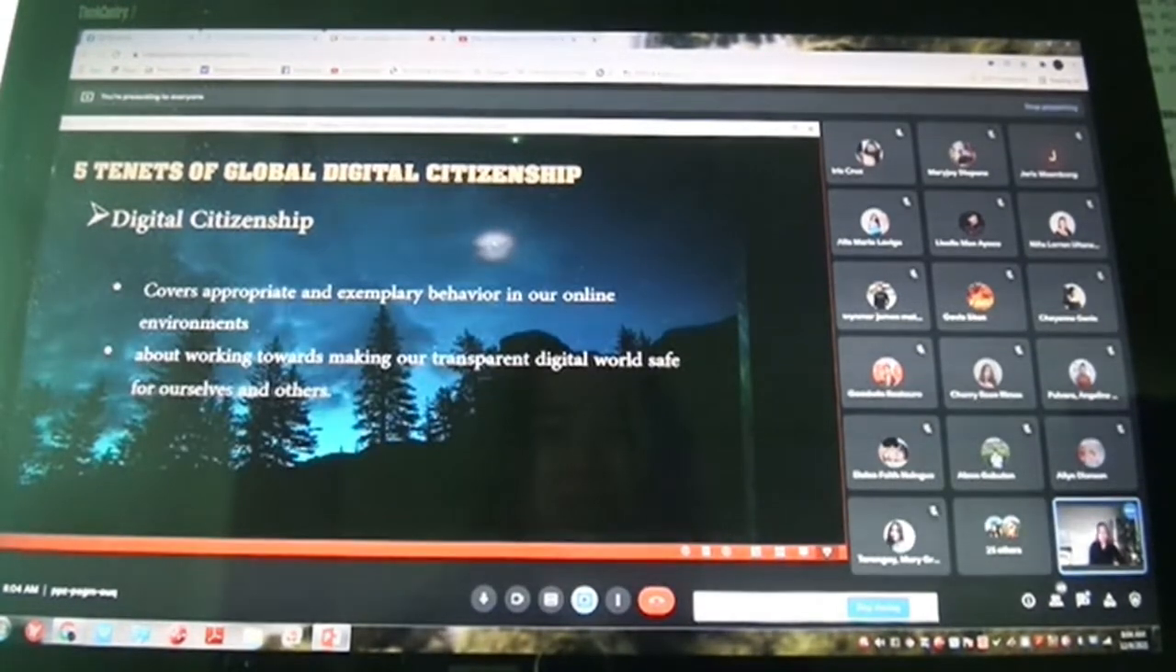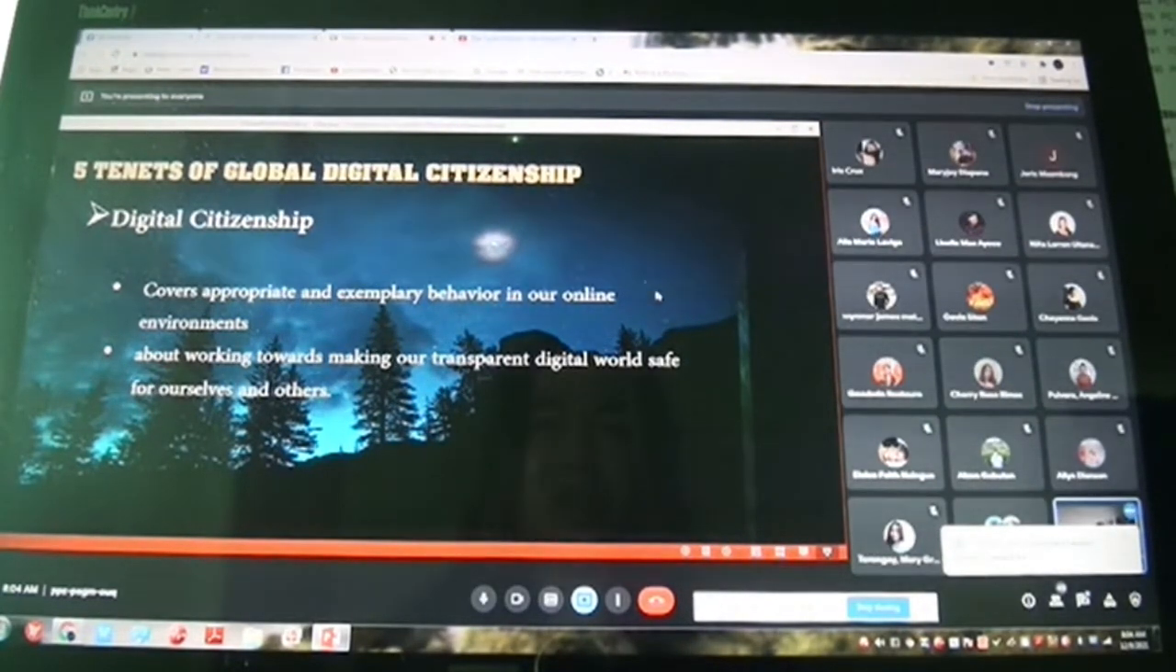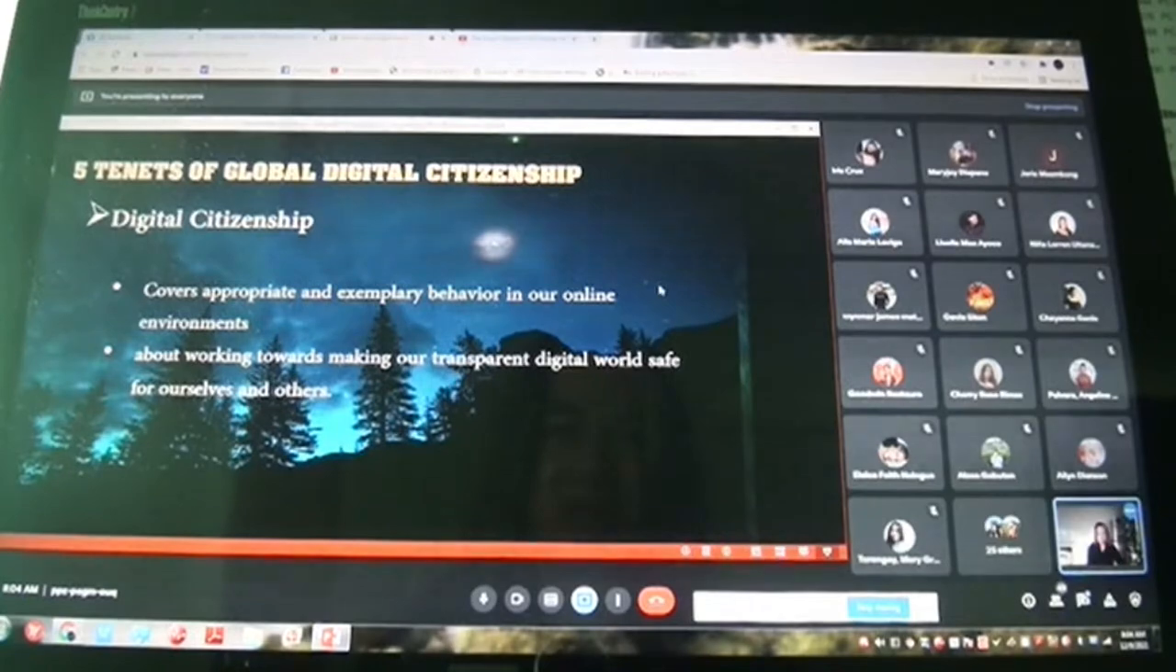citizens. Digital citizenship covers appropriate and exemplary behavior in our online environment. So what you were talking about a while ago are all what? Our behavior in our online environment. Digital citizenship is about working towards making our transparent digital world safe for ourselves and others. Okay, the word there is safe. Okay, let's go to the next.